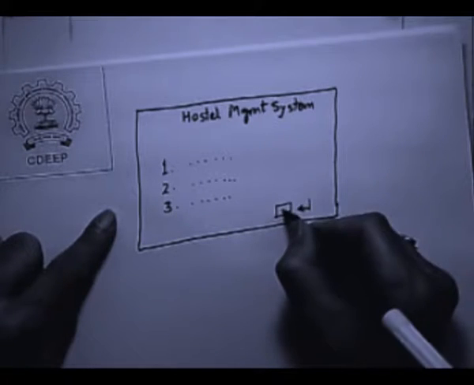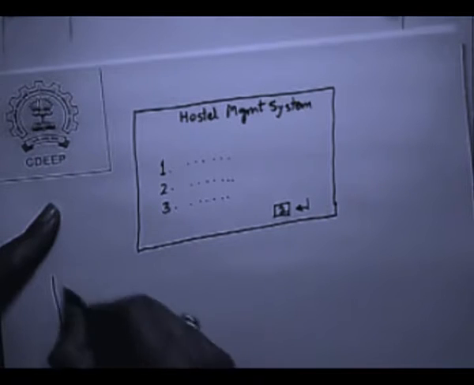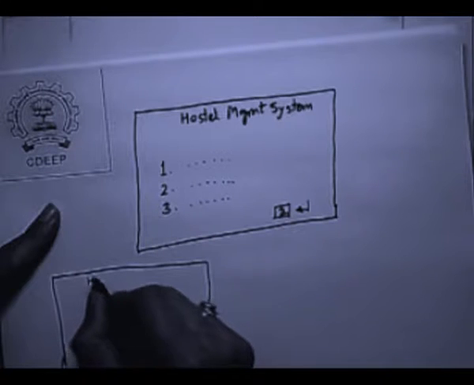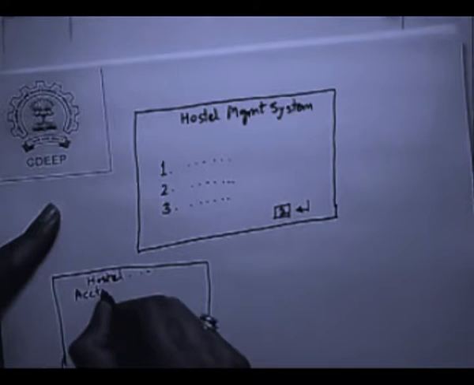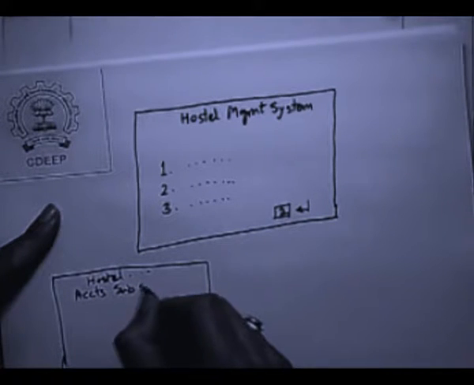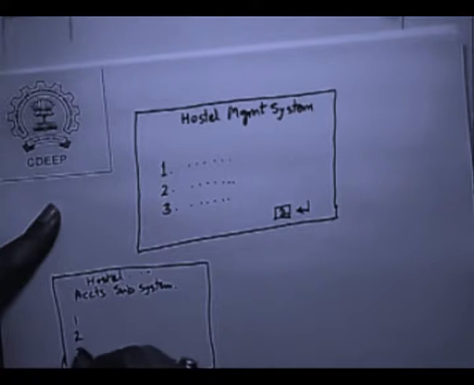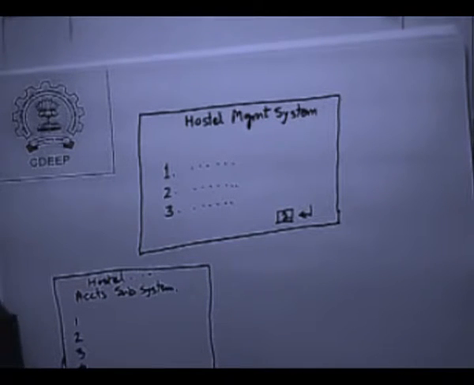If you press 2, for example, and press return here, you will be taken to another menu. So this may be the accounts menu. It will say hostel management system, and within that it will say account subsystem. And within the account subsystem again you may have 1, 2, 3, 4 choices or whatever. One of the choices may be for the mess coordinator, who is supposed to feed in the extra amount that is to be charged to every individual inmate.